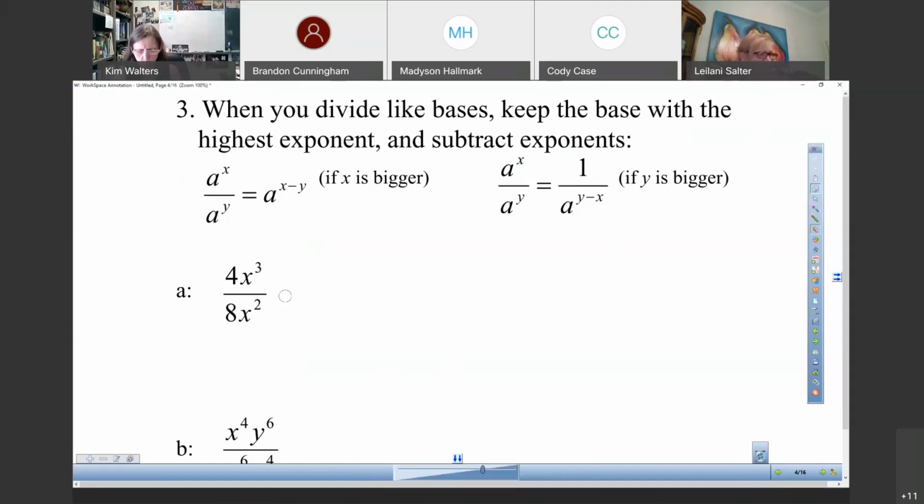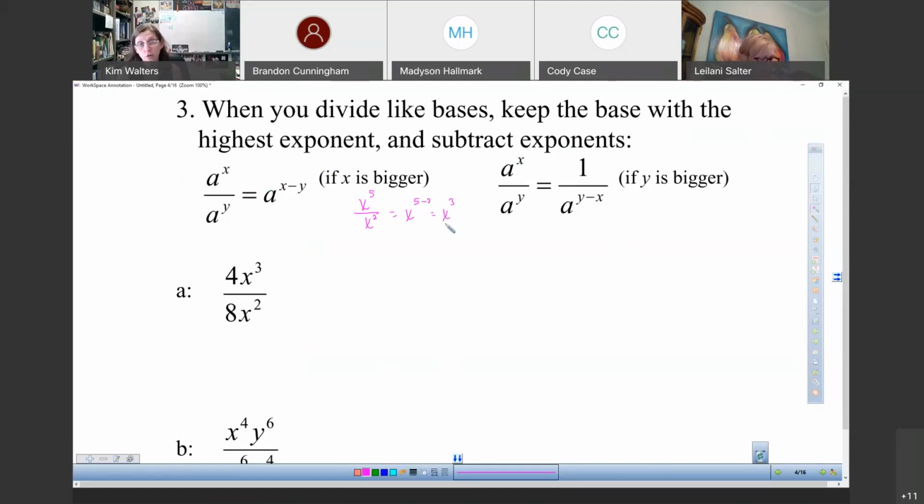I'm going to erase this. We'll come back to this. I'm going to do an example here and an example here. So let's say I have x to the 5th power divided by x to the 2nd power. My power in the numerator is larger, and so I'm simply going to say 5 minus 2, and I get x to the 3rd power.